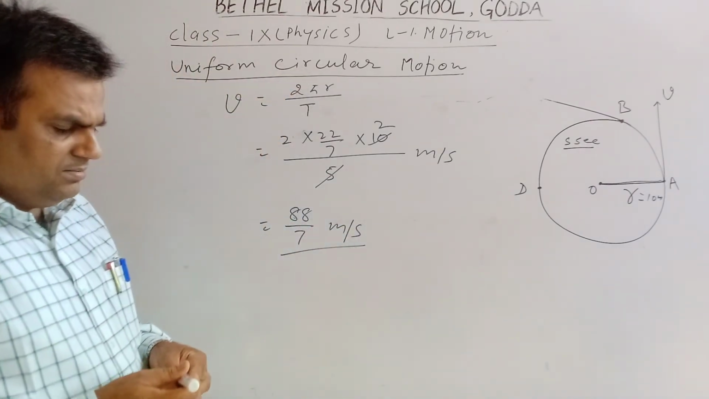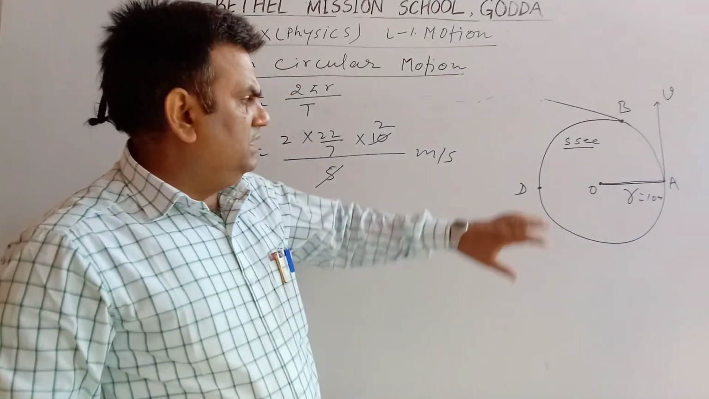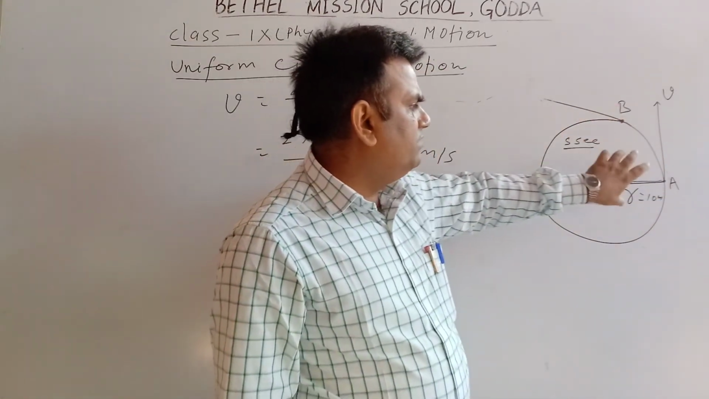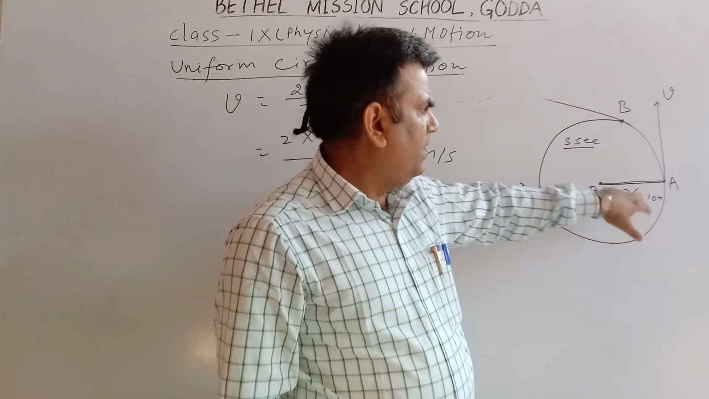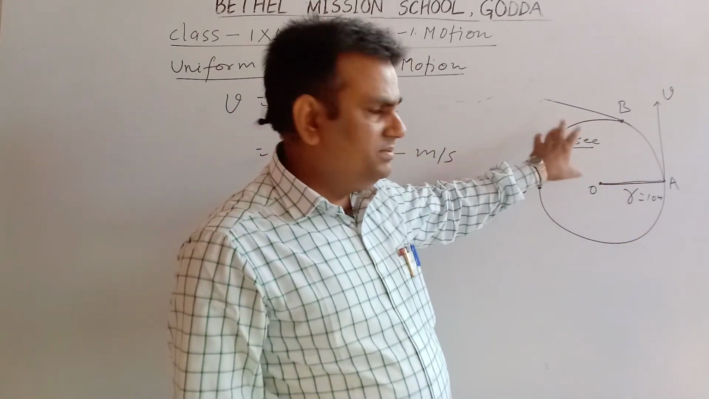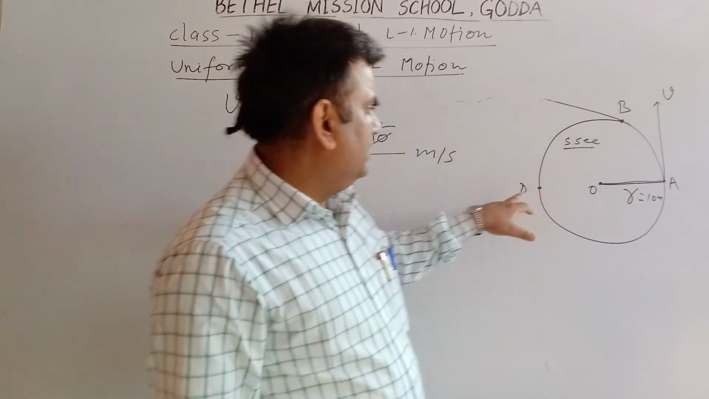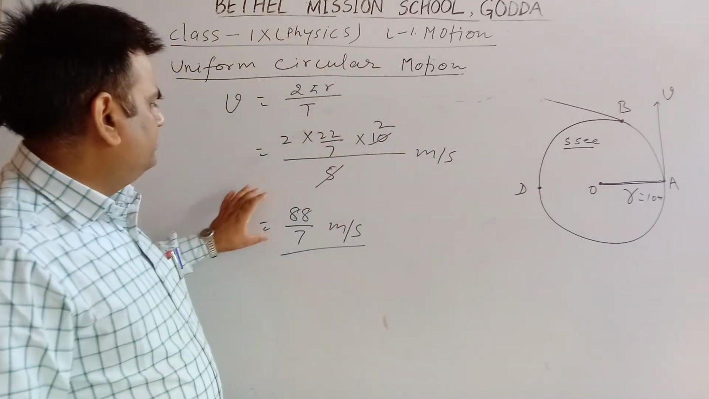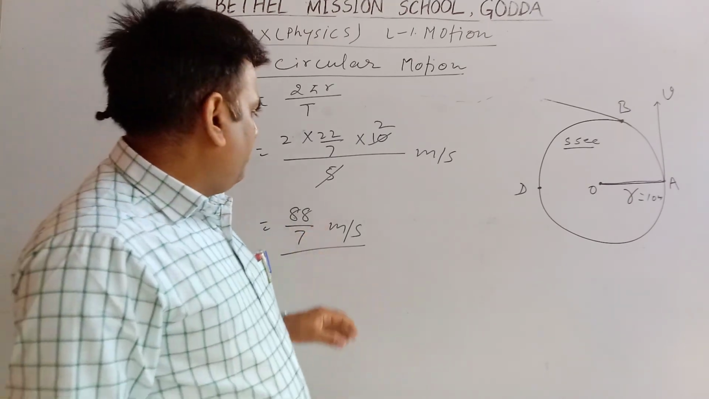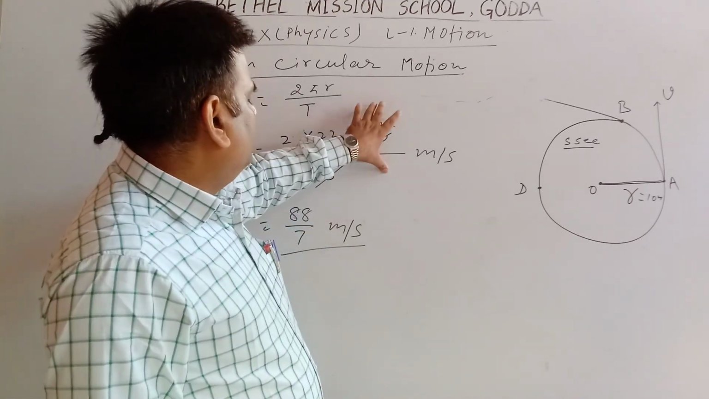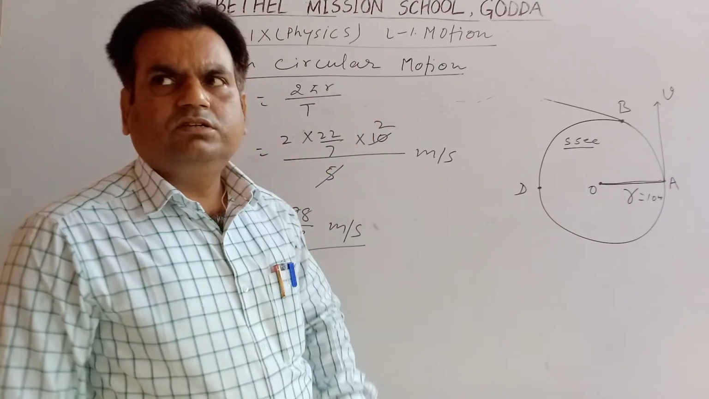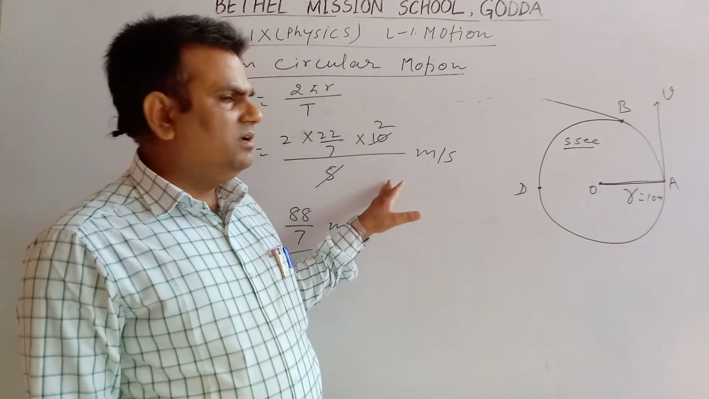So if the object starts from A and reaches D on a circle of radius 10 meter, and this distance is traveled by the object in 5 seconds, then the velocity of the object is 88 by 7 meter per second. So you will solve the numerical problems which are based on the equation of motion or circular motion.